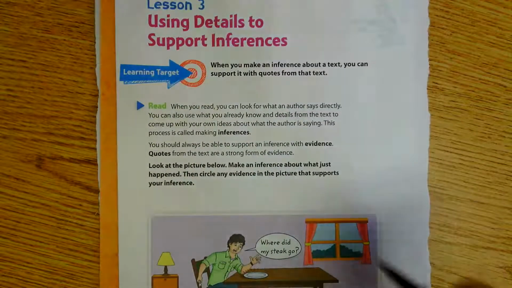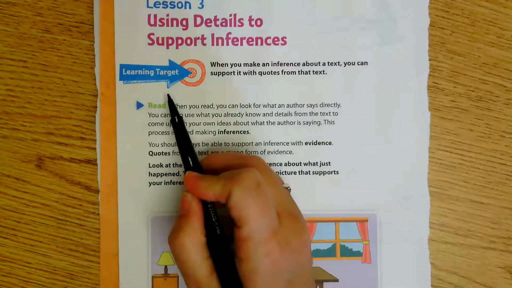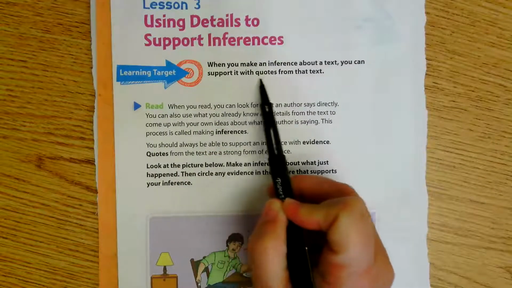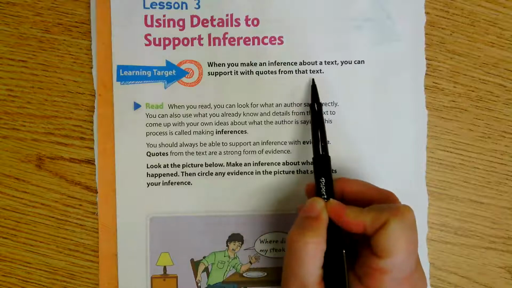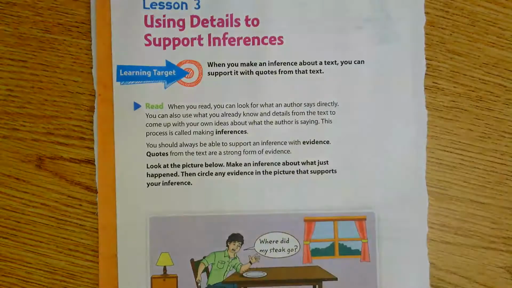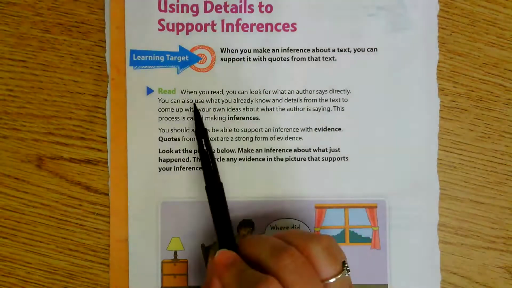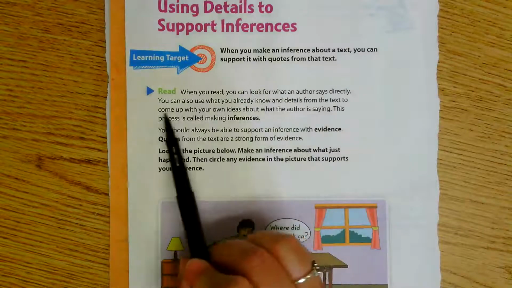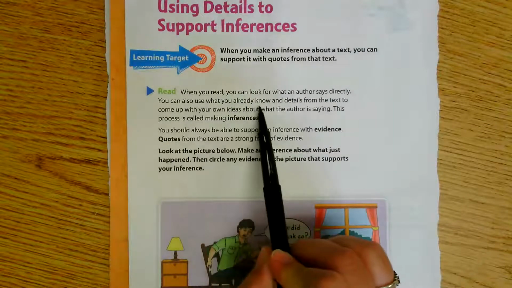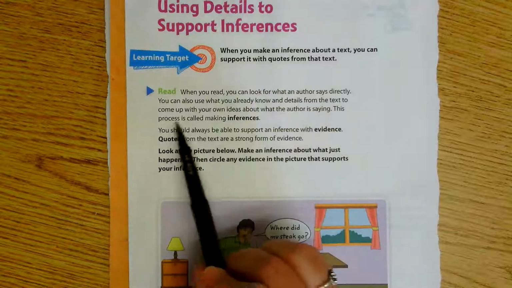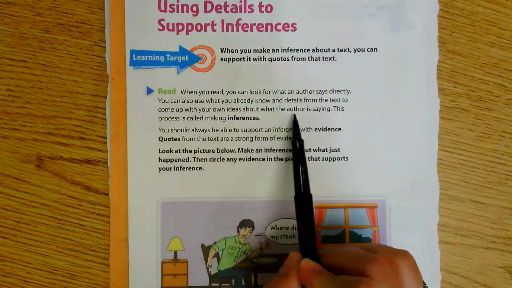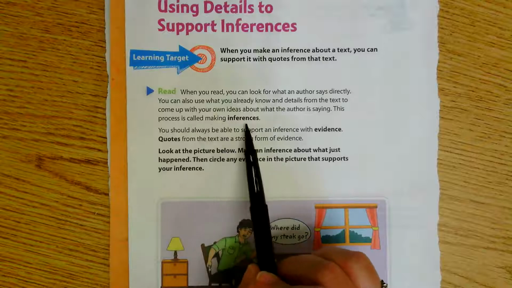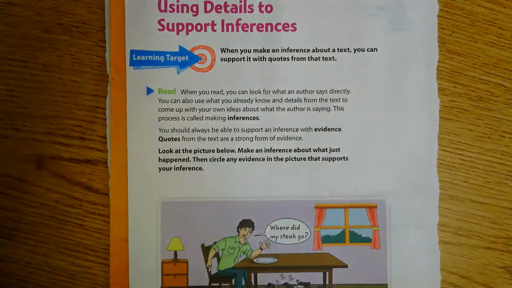So our learning target today, what we want to learn, is when you make an inference about a text, you can support it with quotes from that text. So direct text evidence. Follow along with me. When you read, you can look for what an author says directly. You can also use what you already know and details from the text to come up with your own ideas about what the author is saying. This process is called making an inference. So let me show you what I mean by that.